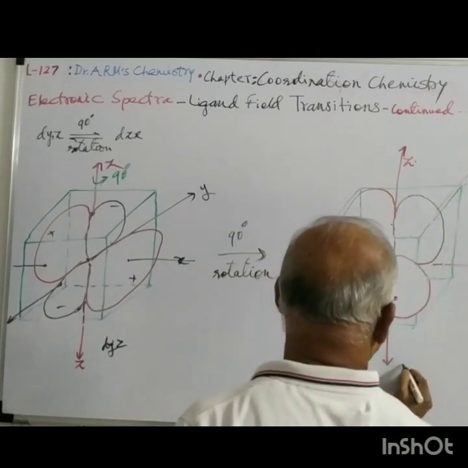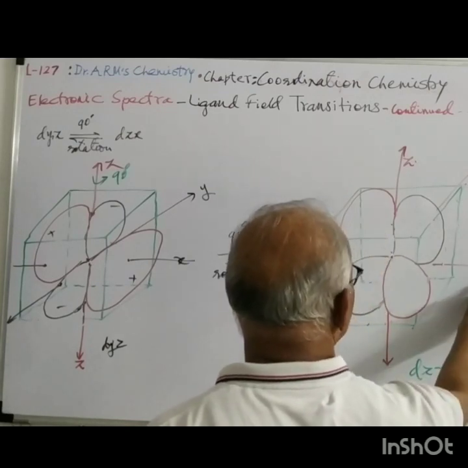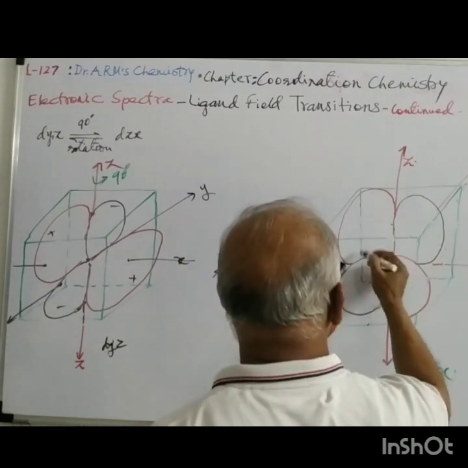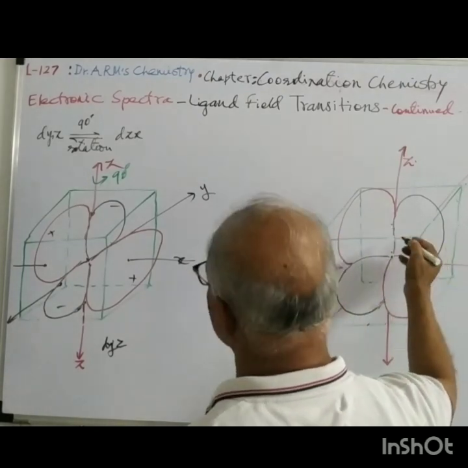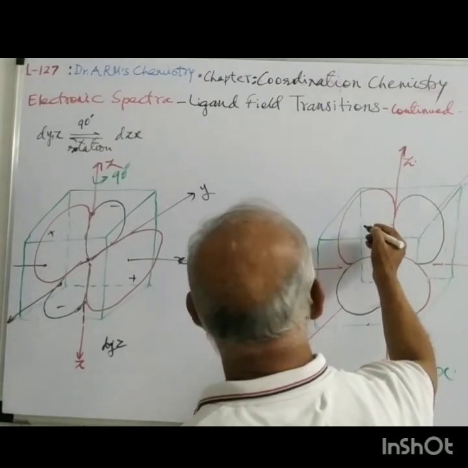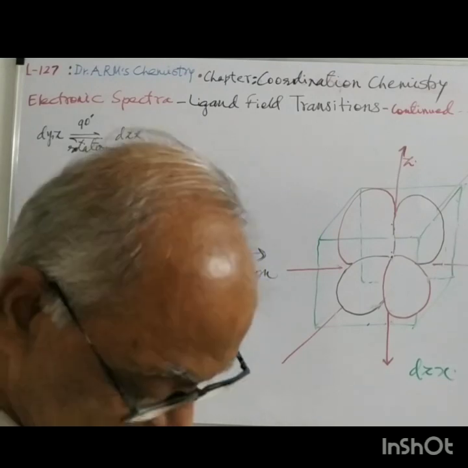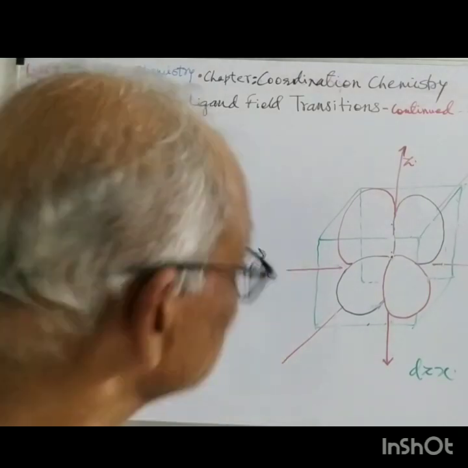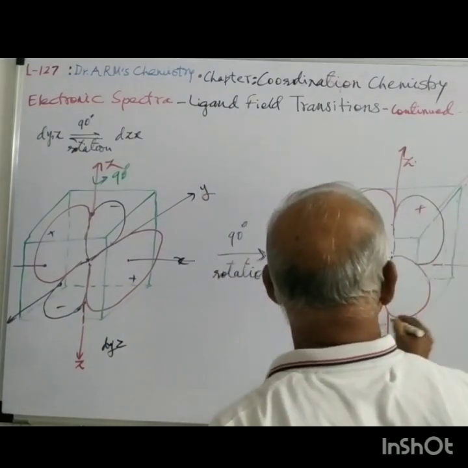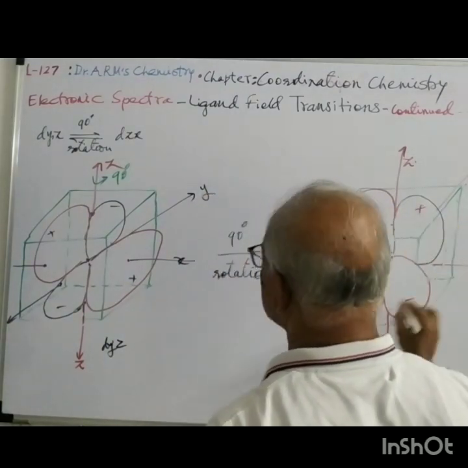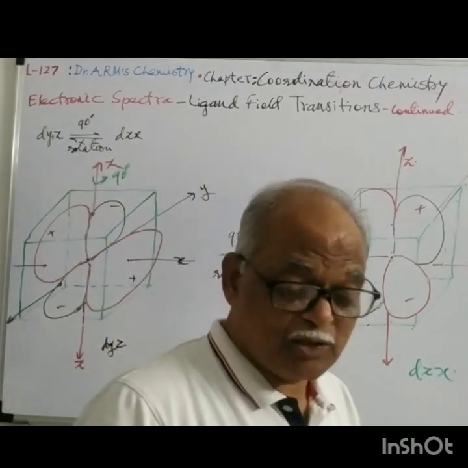this orbital becomes dzx because it has lobes between the x and z axes. In this way the signs are also changing. This plus becomes minus. This becomes plus, plus and minus, minus. So you will find there is also a change in the sign of the wave function.